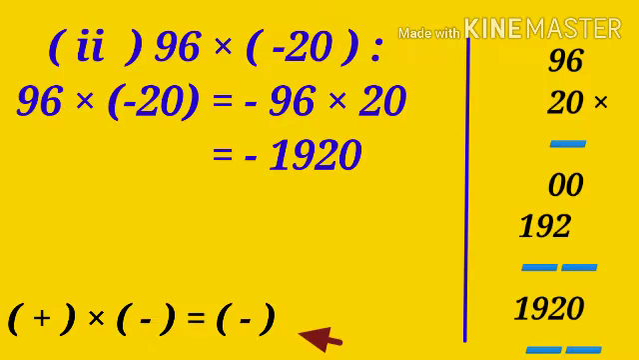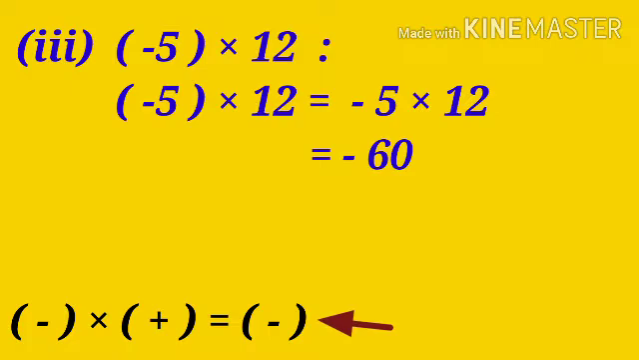We know that the product of two integers of different sign always gives a negative product. That is, multiplying a positive with a negative integer always gives a negative integer. Therefore, 96 into minus 20 gives minus of 96 into 20, which is equal to minus 1920. Similarly, multiplying minus 5 into 12. We know that the product of two integers of different sign always gives a negative product. That is, minus 5 into 12 gives minus of 5 into 12, which is equal to minus 60.